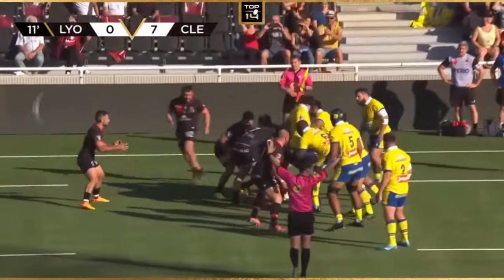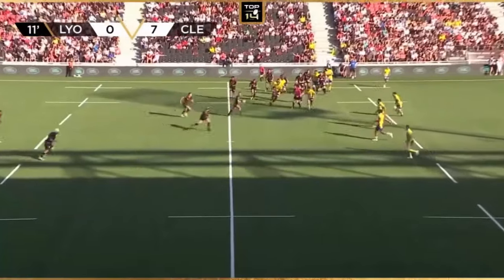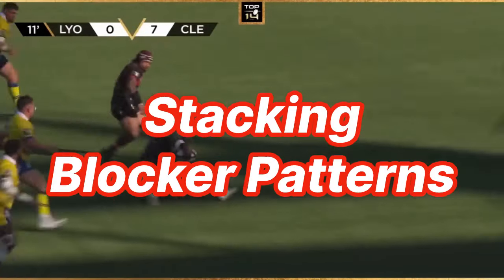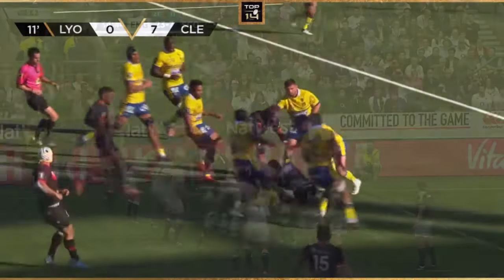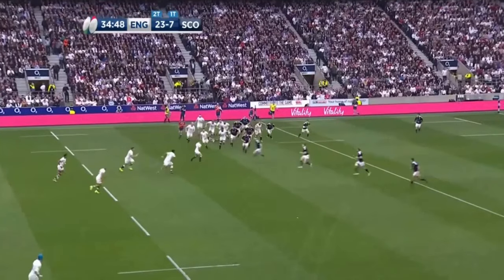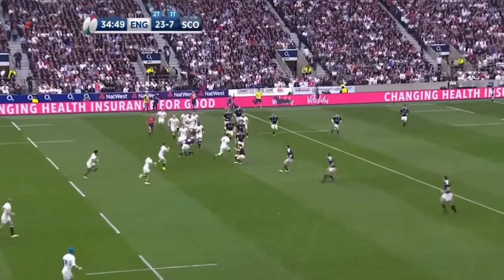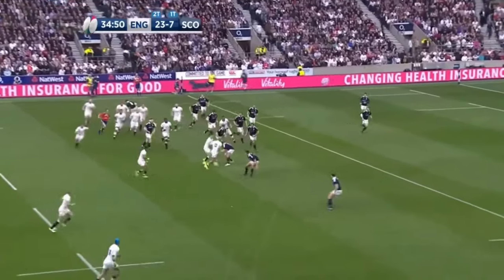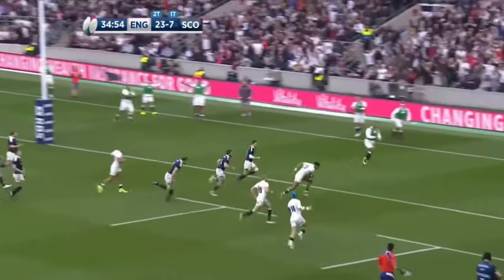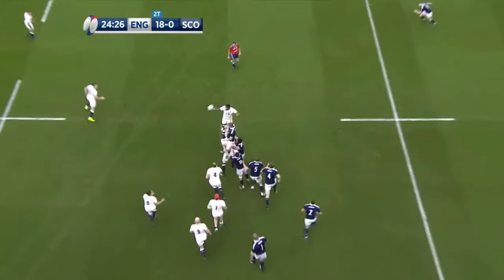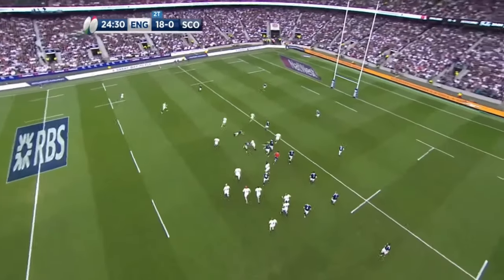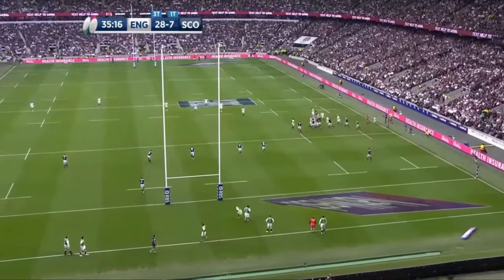So now you understand the blocker pattern. Let's have a look at how this is being actively used in the professional game. Stacking blocker patterns. So, in the professional game, this pattern is used a lot, but not in isolation. Typically, the blocker pattern will be used twice in a row, giving much more chances for the defence to not be able to drift, and therefore exploiting that overlap. From the first blocker pattern, if the ball goes to the looping player, they then become the ball carrier and decision maker for the second blocker pattern.